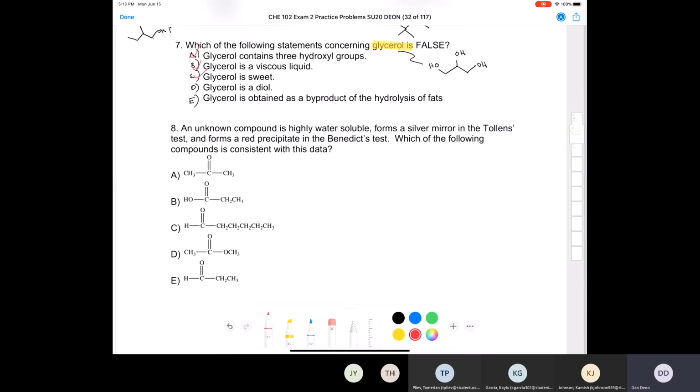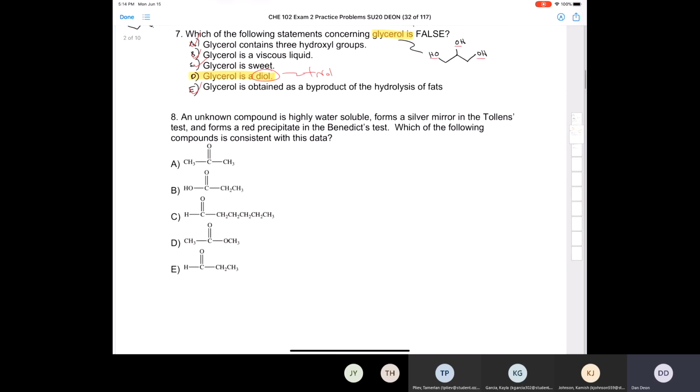Glycerol is a diol. What's the problem with glycerol as a diol? Who can tell me how I would correct that statement? Glycerol is a... Exactly. Glycerol is not a diol. It's a triol, okay, because it has 1, 2, 3 hydroxyl groups. And glycerol is definitely formed from the hydrolysis of fats.